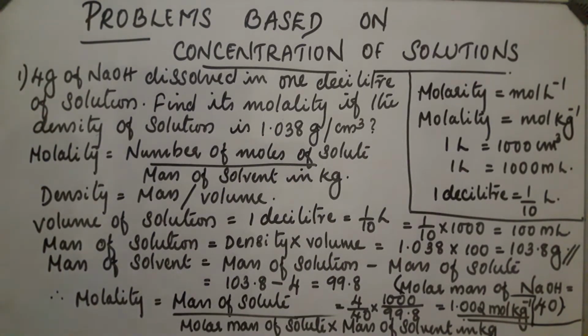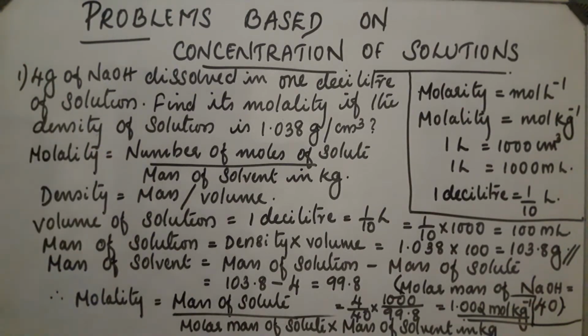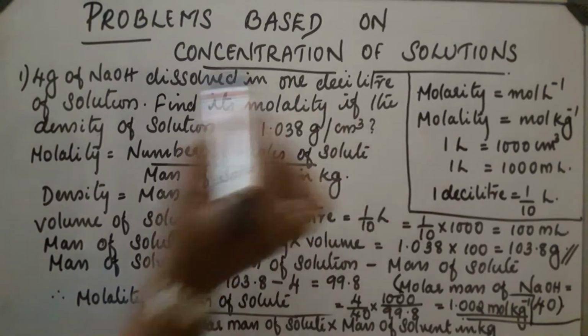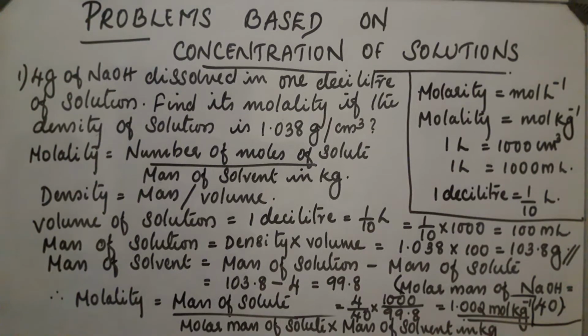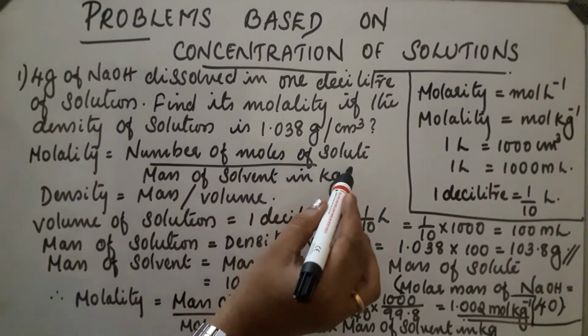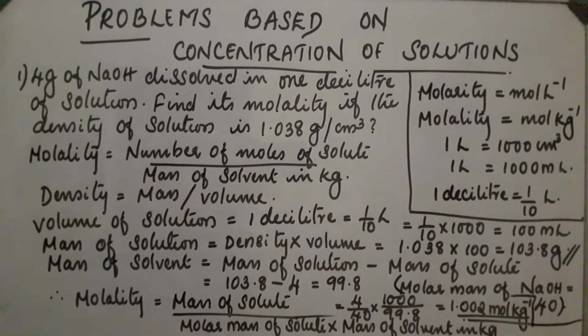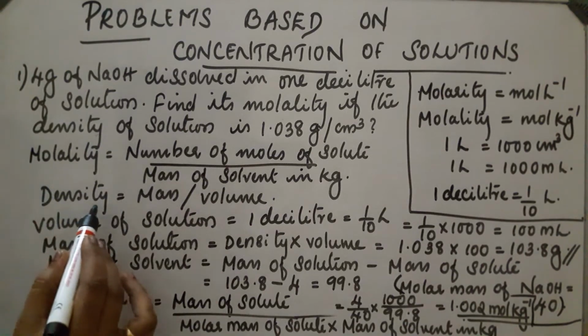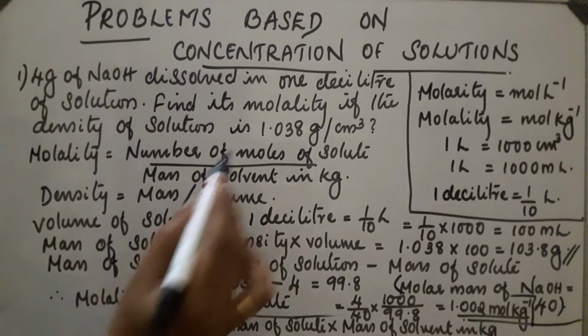So density is in gram per centimeter cube. So first we have to write the formula. Here the mass of solute is given, then volume of solution is given and density of solution is given. The equation is molality is equal to number of moles of solute by mass of solvent in kilogram. Density of solution will be equal to mass by volume. So volume of solution is given.